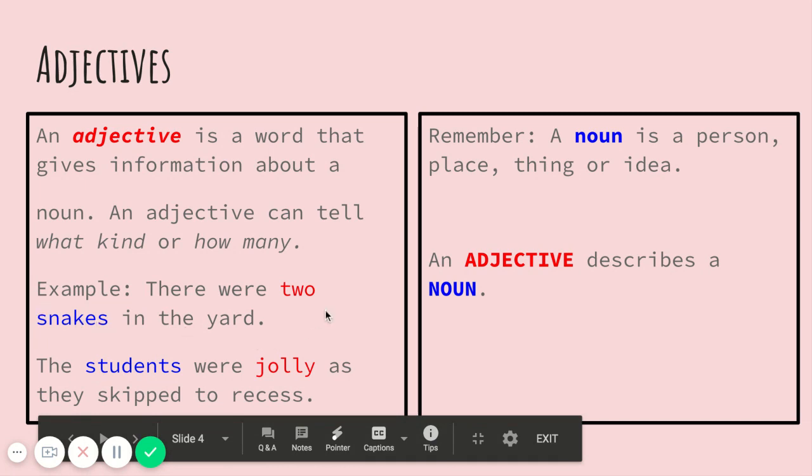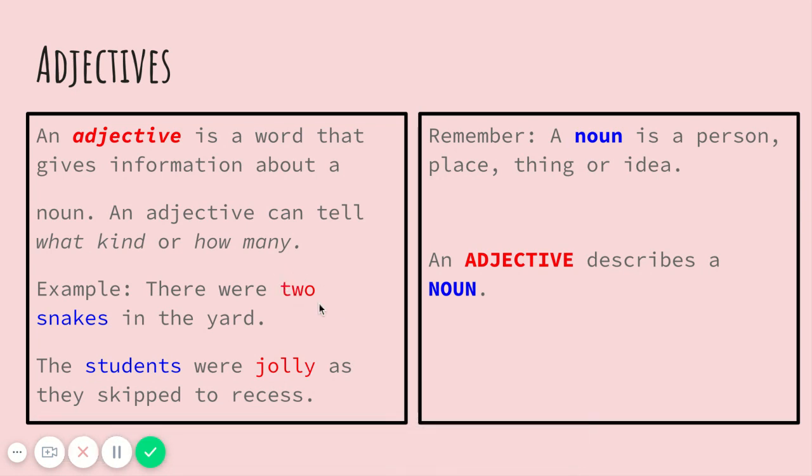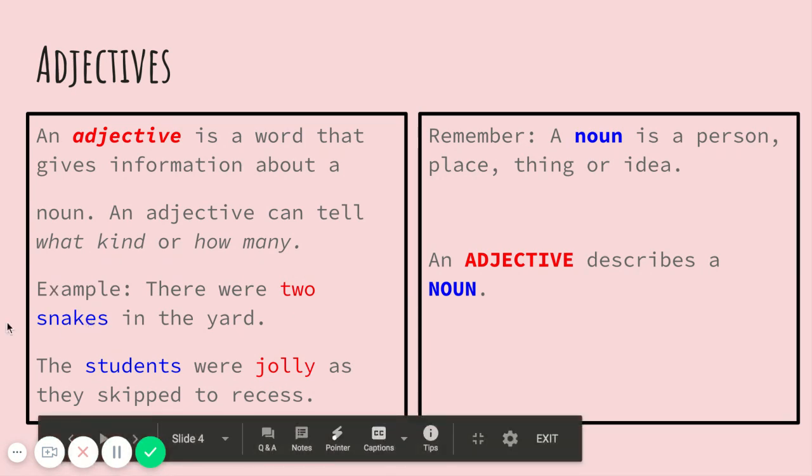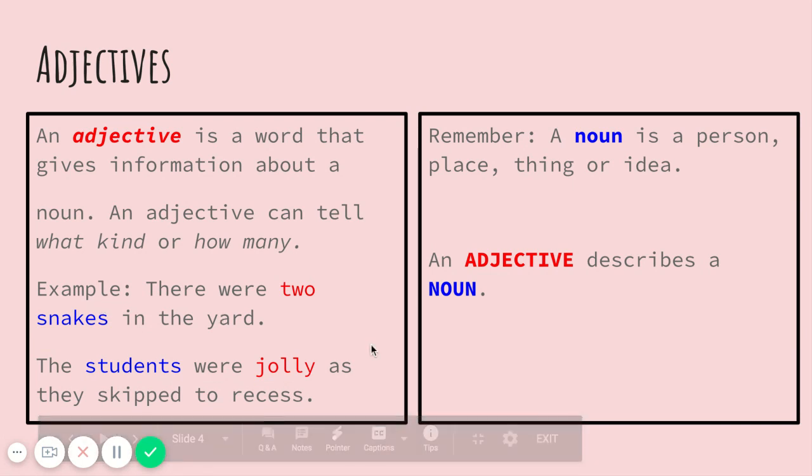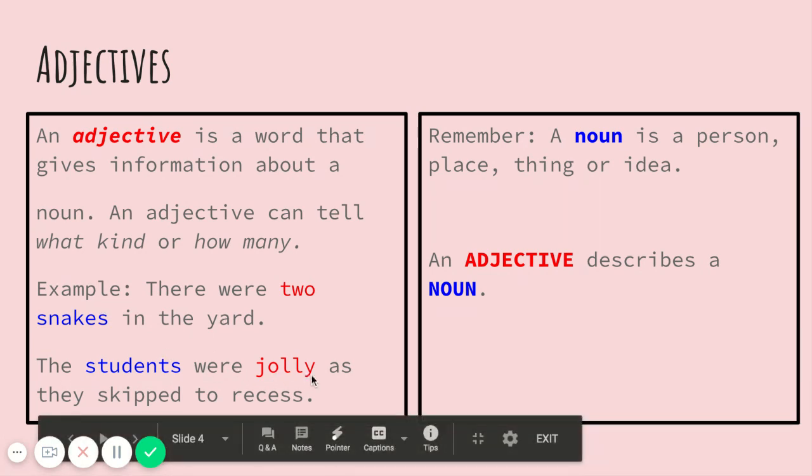The first example you see here on your screen is there were 2 snakes in the yard. Now 2 is our adjective here because it is telling how many. Snakes are the noun. How many snakes were there? There were 2 snakes. The students were jolly as they skipped to recess. And jolly is just like another word for really happy or joyful, right? The students would be the noun being described here, the people. Were, and that is the past tense of the verb to be. Jolly as they skipped to recess. Jolly describes how the students were, right?